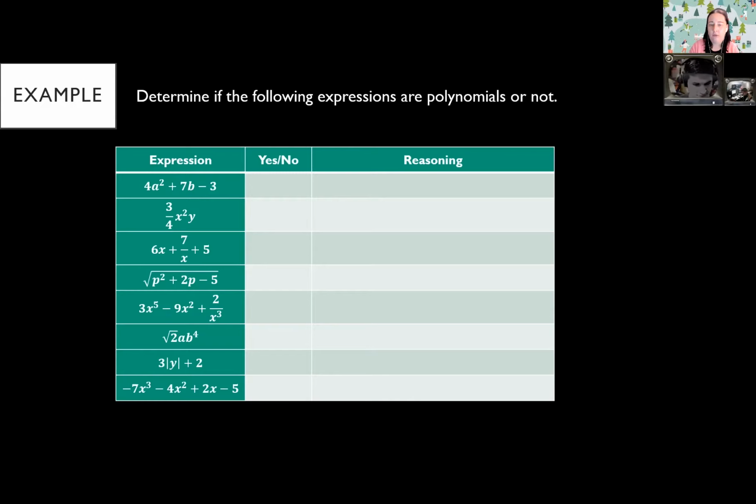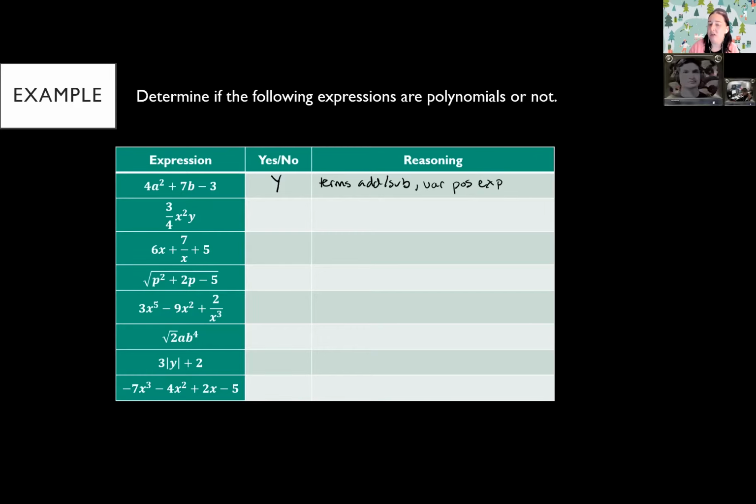So first we have 4a squared plus 7b minus 3. So this is a polynomial. And this is a polynomial because we have terms that are added or subtracted. All of the variables have positive exponents. And basically there's no variables in any other place. So that is a polynomial.